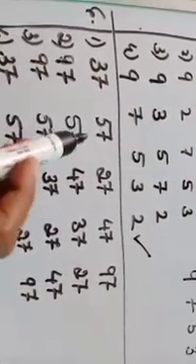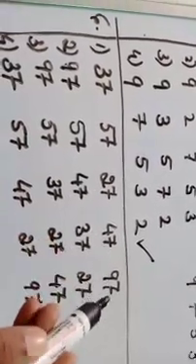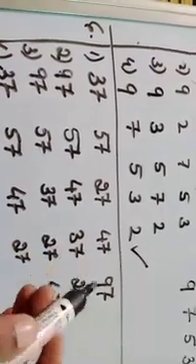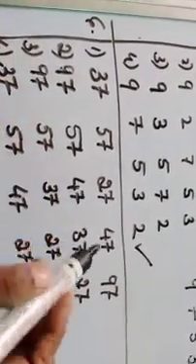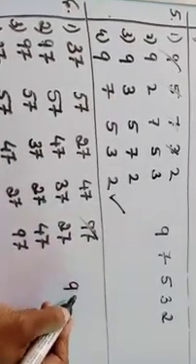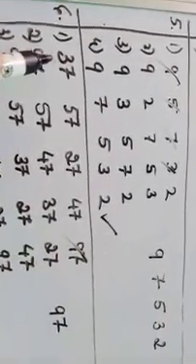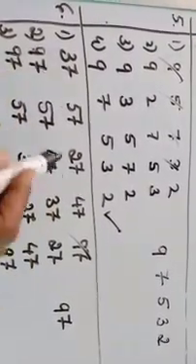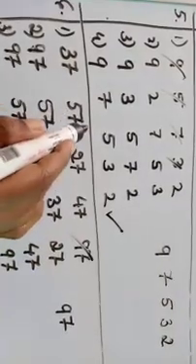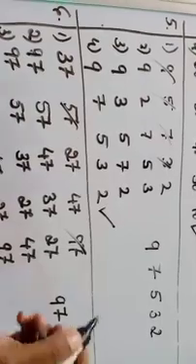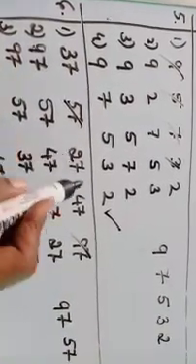The next one, 37, 57, 27, 47, 97. So let's arrange them in descending order. Which is the greatest number here, children? Yes, 97 is the greatest number. So let's write here 97. 37, 57, 27, 47. Which is the greatest number here? 57. So let's write here 57.